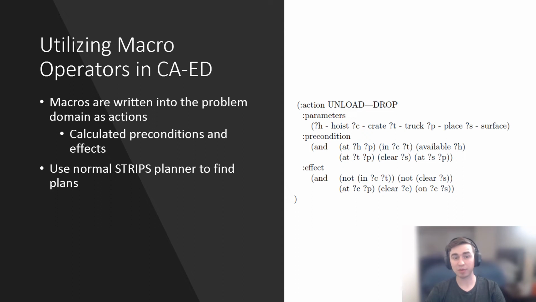In the enhanced domain approach of the planning paper, the problem domain is enhanced by encoding the chosen macros as additional actions in the problem domain. These actions have preconditions and effects that are calculated using macro generation, and then a normal STRIPS planner is used to make the plans in this enhanced domain. As shown before, this action on the right is a generated macro operator action that combines the actions unload and drop.